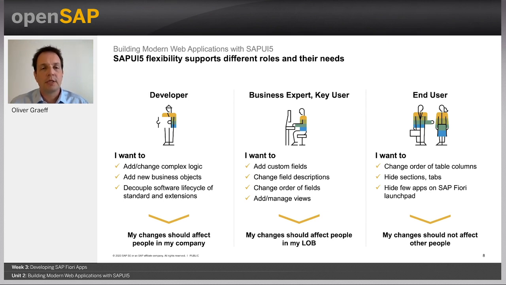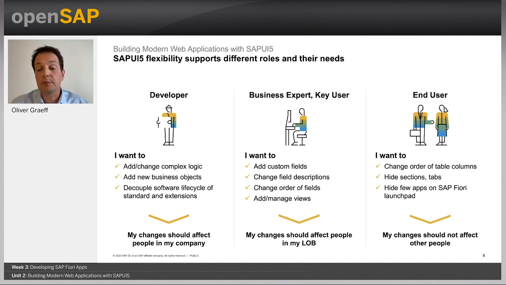Now, who is doing such changes? It's different roles who are doing such changes. On the left, you can see the developer. That's what you can imagine. A developer is working in code to make complex changes which would affect all end users.